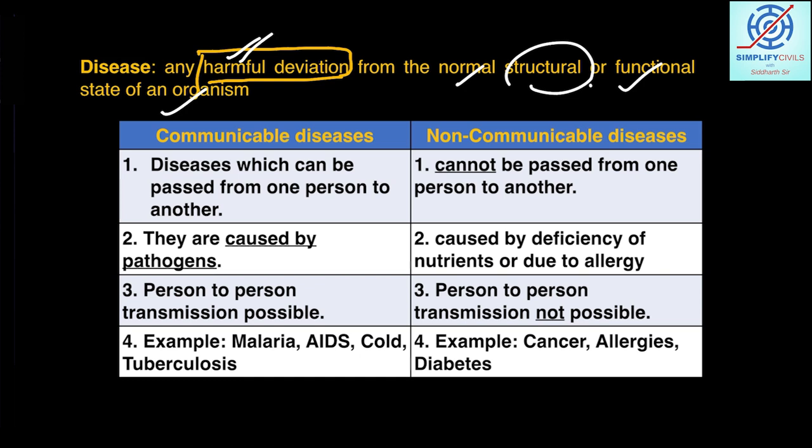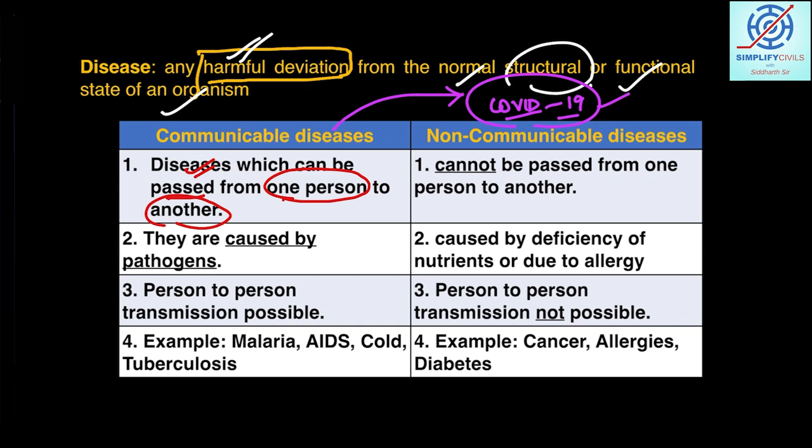If I ask you about COVID-19, each and every one of you is aware. Is COVID-19 a communicable disease or non-communicable? Even a small kid knows that COVID-19 is a communicable disease. So communicable means what? When a disease is passed from one person to another, if it can spread from one person to another, then we say it is a communicable disease.